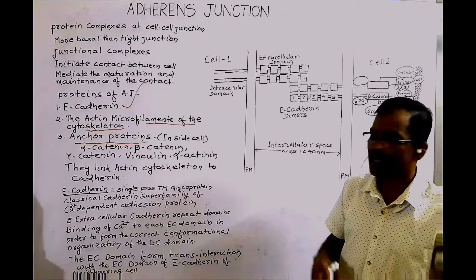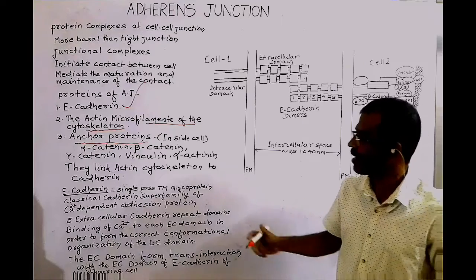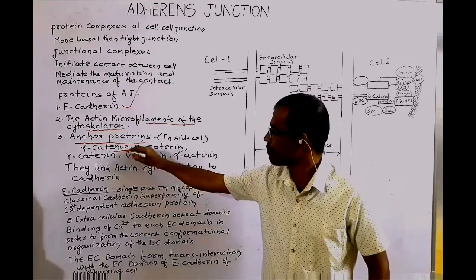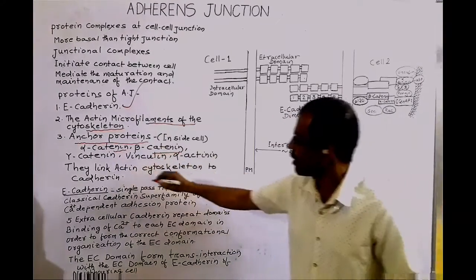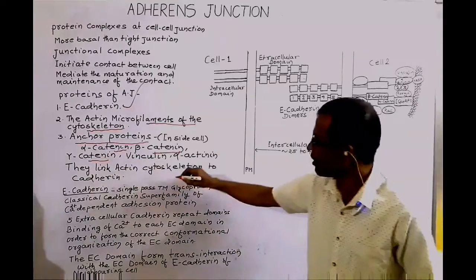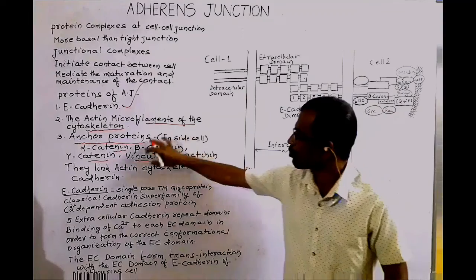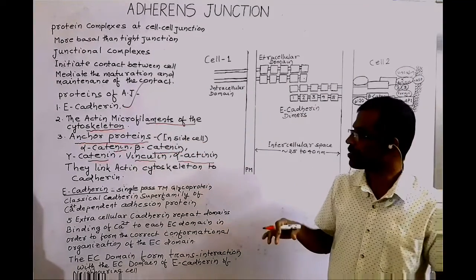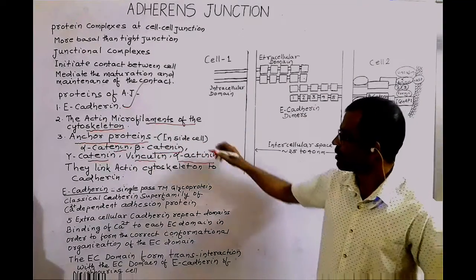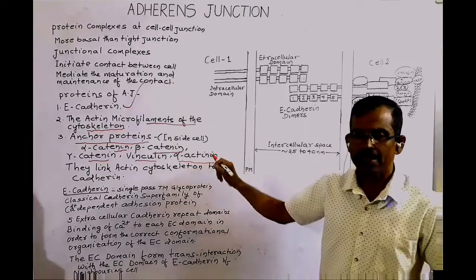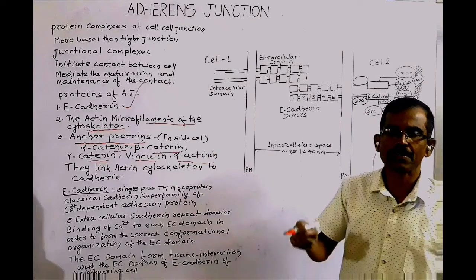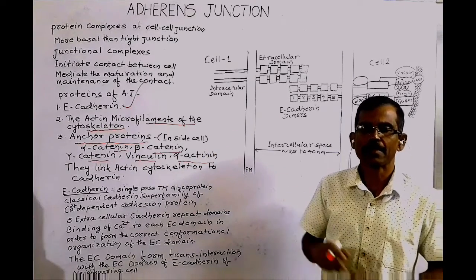Various proteins that are present inside the cell like alpha-catenin, beta-catenin, gamma-catenin, vinculin, alpha-actinin, all of these proteins together serve as anchor proteins. These anchor proteins link the actin cytoskeleton to the E-cadherin.